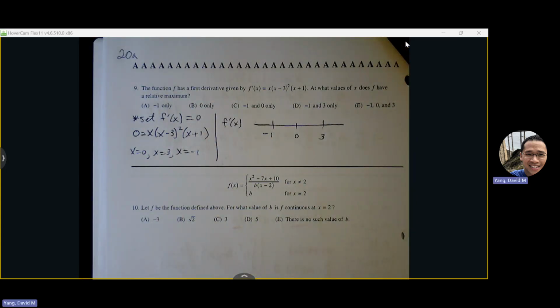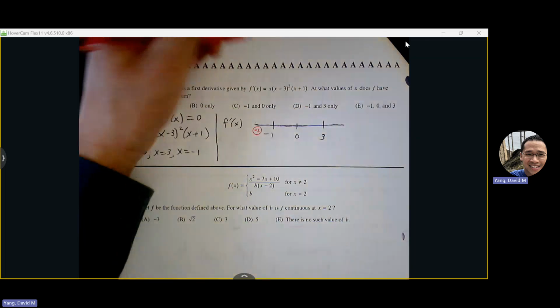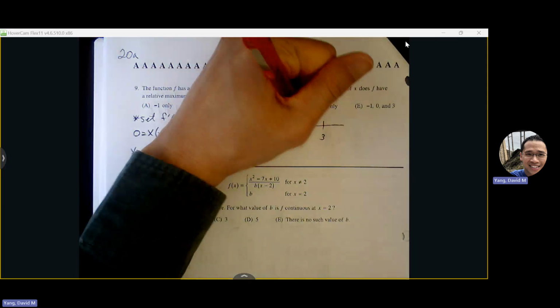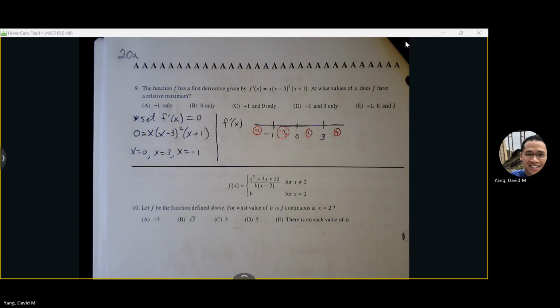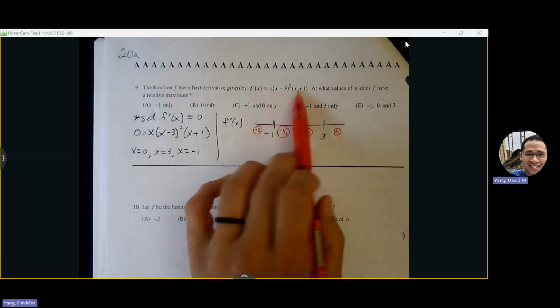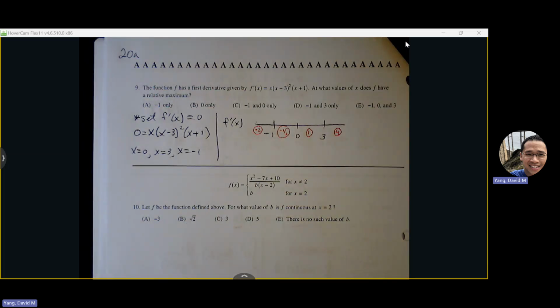Choose values in each subinterval. Here I'll start off to the left of -1. So I'll start off choosing -2. Then I'll choose -1/2. Then I'll choose 1, and then I'll choose 4. They all get inserted into my derivative. It's already in factor form, so that's nice. I can just collect my signs and see whether I'm going to get positive or negative.